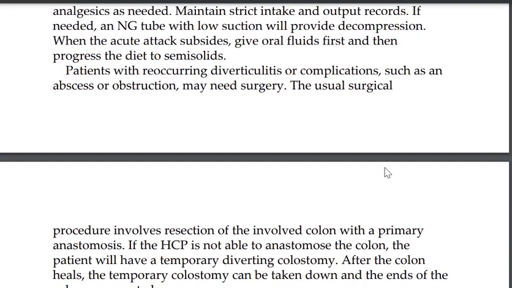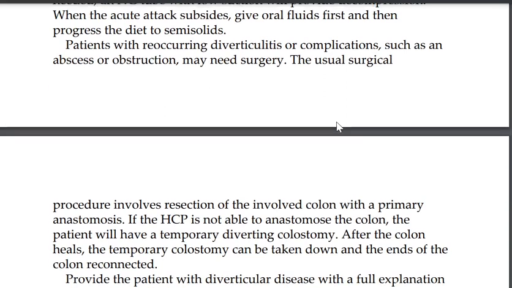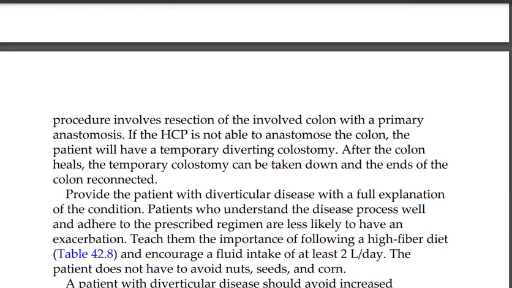So here we go. Patients with recurring diverticulitis or some severe complications like abscess or obstruction, the usual surgical procedure involves resection of the involved colon with a primary anastomosis. I've actually seen that. It looks very, very painful. So eat your fiber. That's what I'm saying.